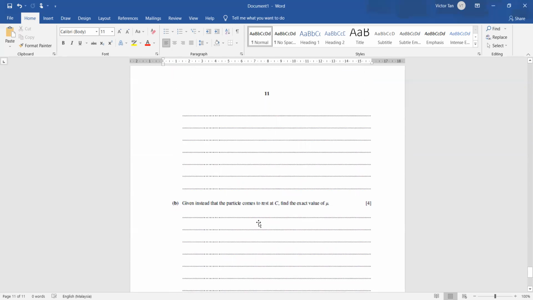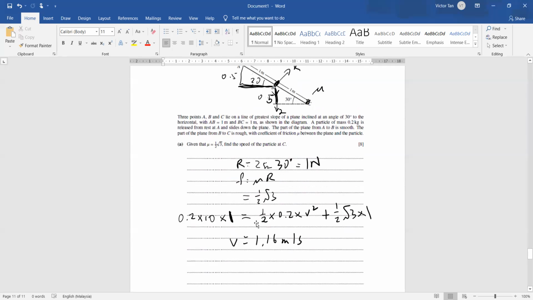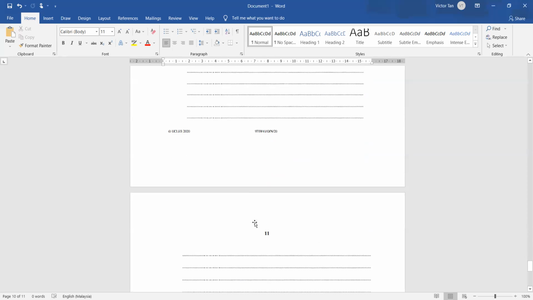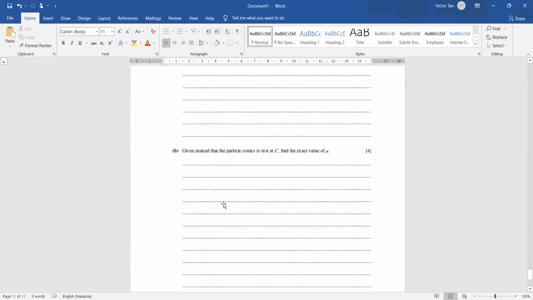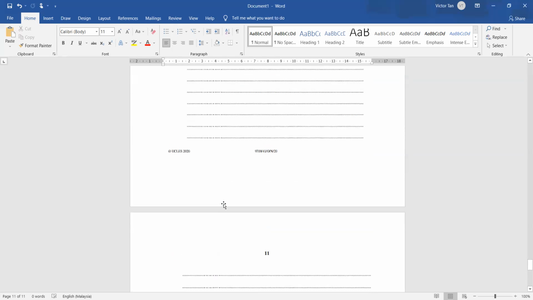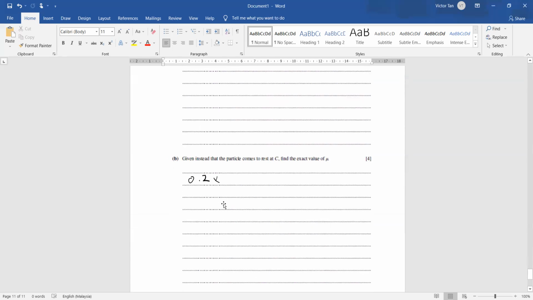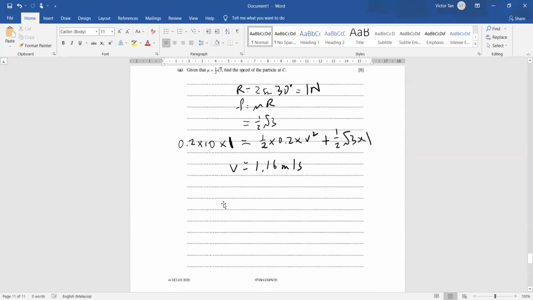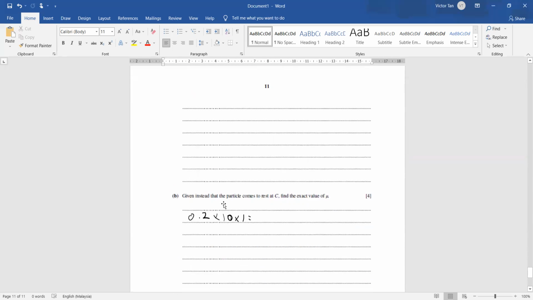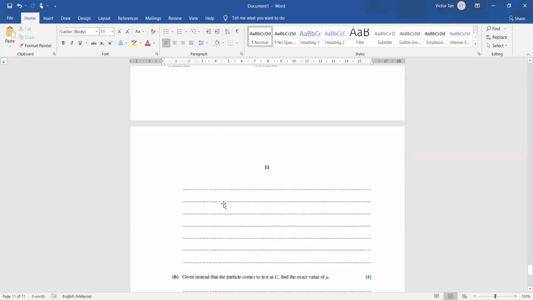Given instead the particle comes to rest at C, find the exact value of mu. It's the same problem again. Again, kinetic energy 0.2. Loss in potential energy, 10 times 1. There's no gain in kinetic energy. Okay, so there's work done against friction. So it is mu R, which is just mu times 1. So mu equals 1. It's not possible.